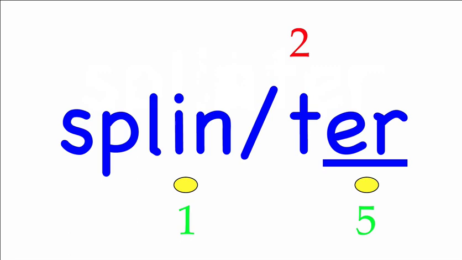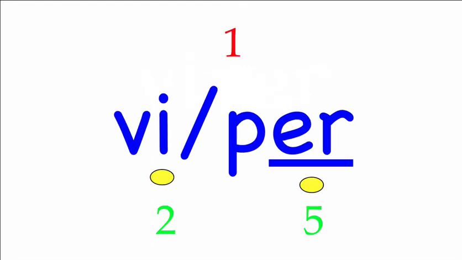Viper. He is a real viper. Watch out. Viper. First syllable, vi, 2 sounds: v, i. Per, 2 sounds: p, r. Vi-per. Mark the word.